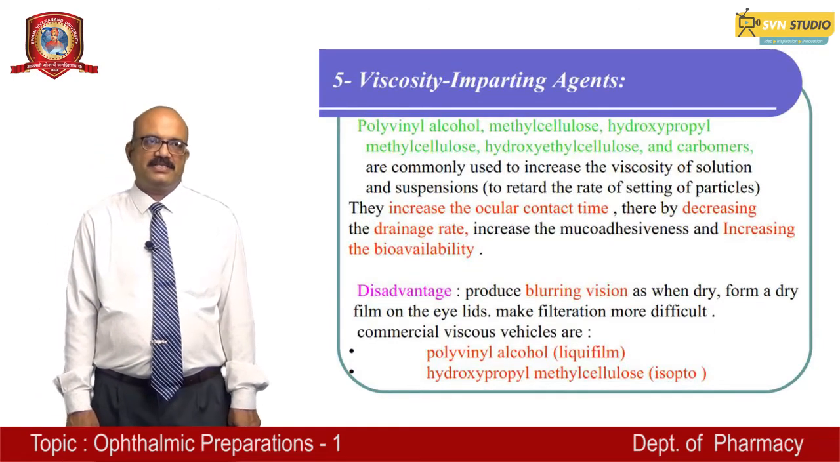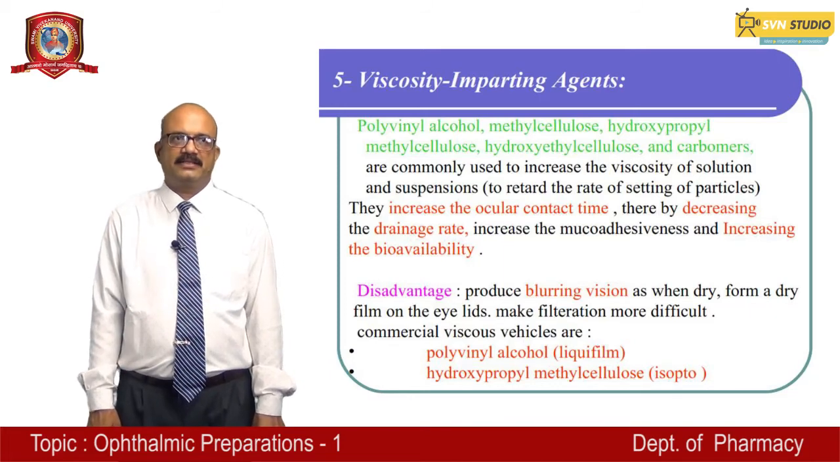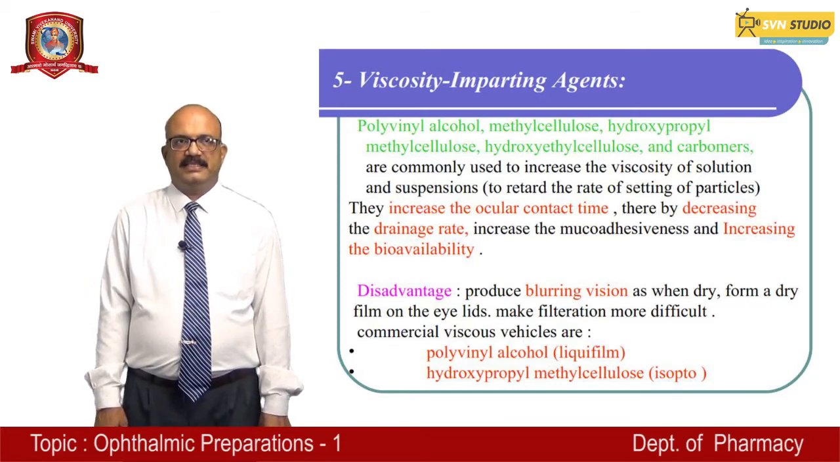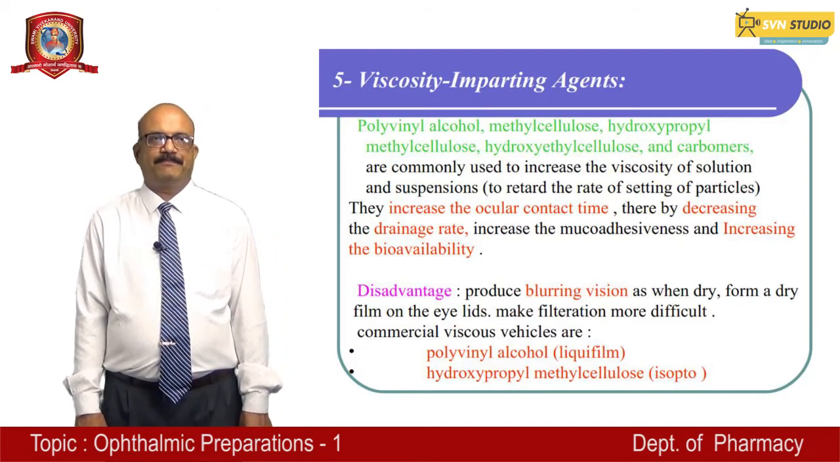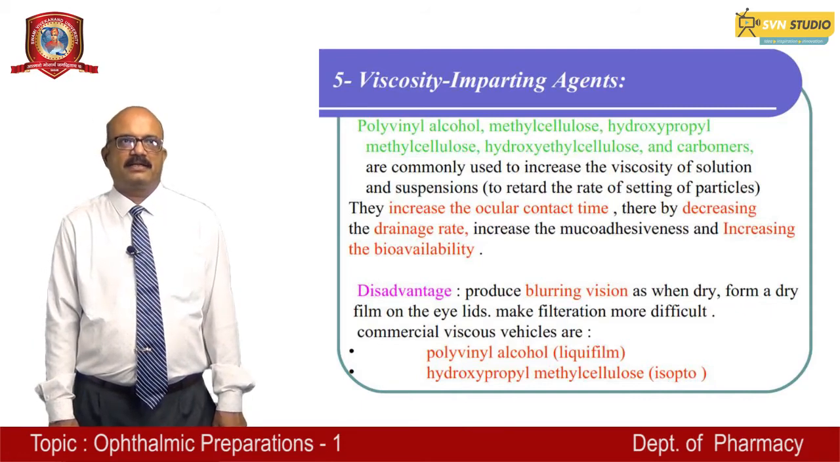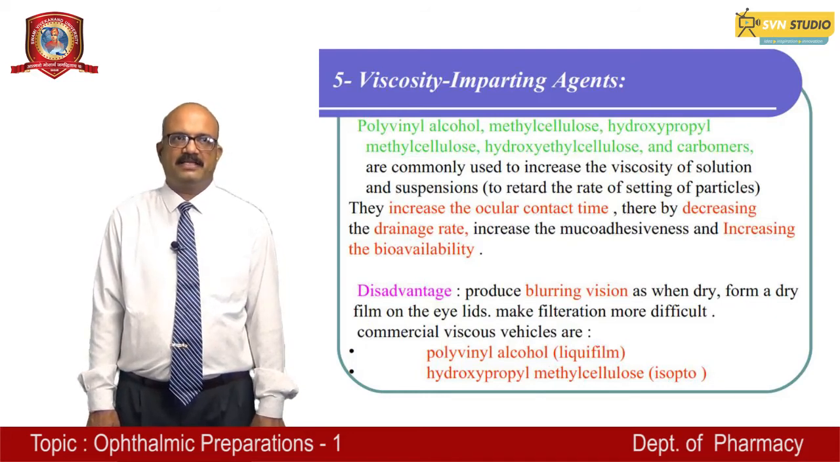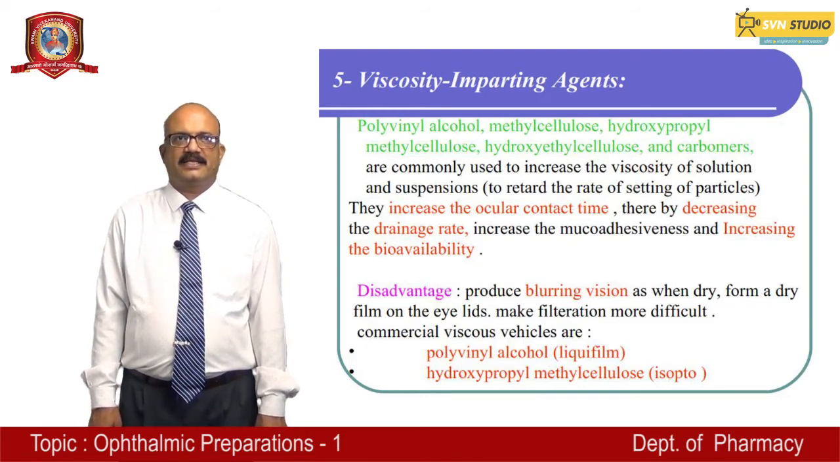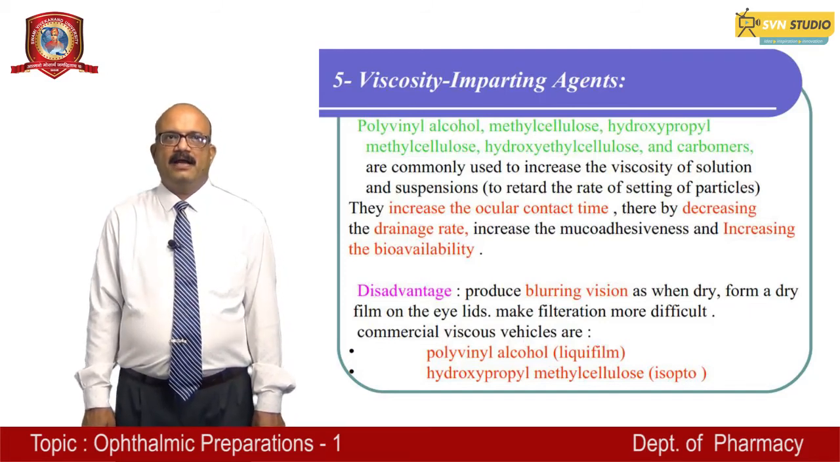Apart from that, viscosity is a very important factor which is to be maintained in the products, and the agents providing this viscosity to the product are polyvinyl alcohol, methyl cellulose, hydroxypropyl methyl cellulose, hydroxyethyl cellulose, and the carbomers. These viscosity imparting agents are commonly used to increase the viscosity of solutions and suspensions.